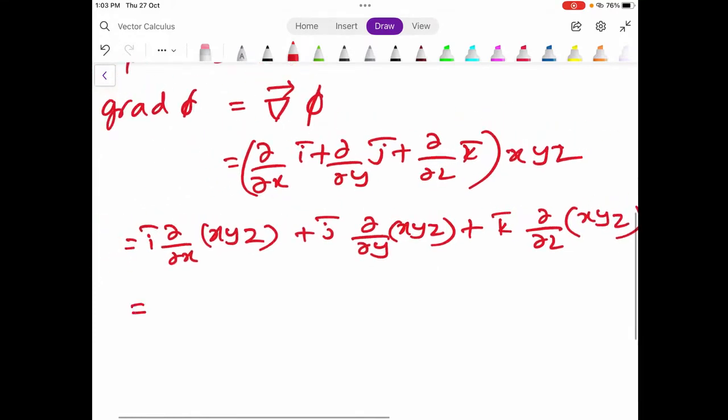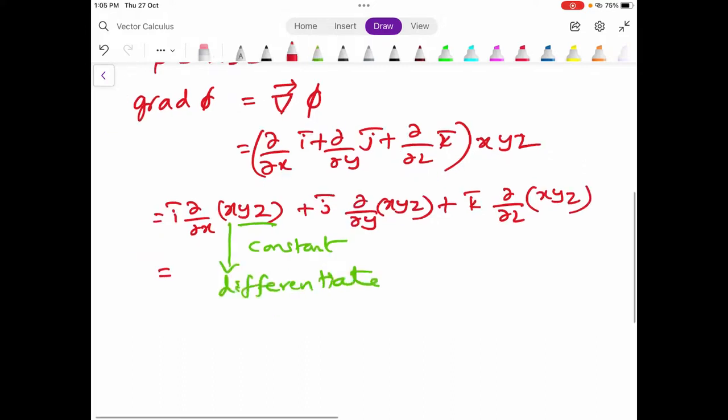This is not normal differentiation. This is partial differentiation. So we will differentiate only one variable and treat the others as constants. Here, only x we will differentiate.